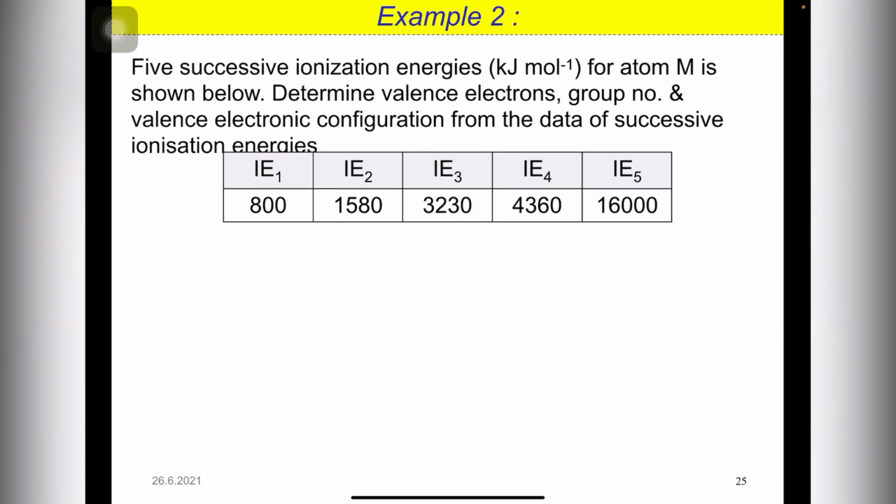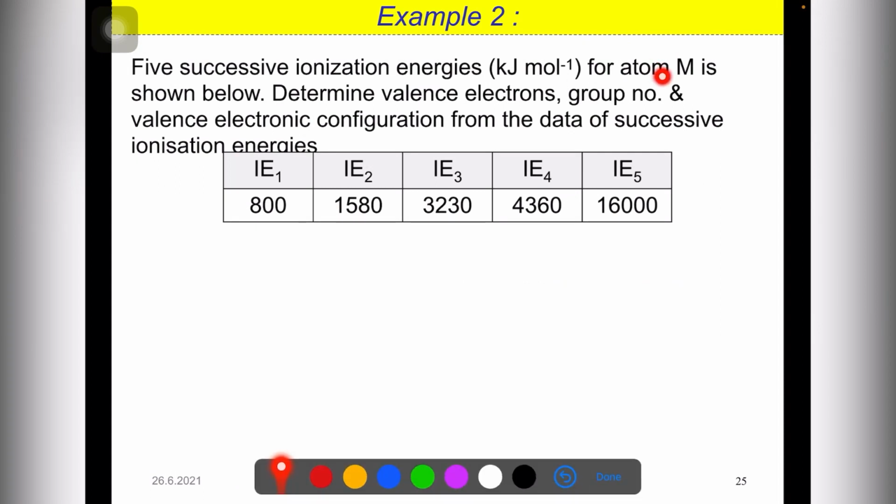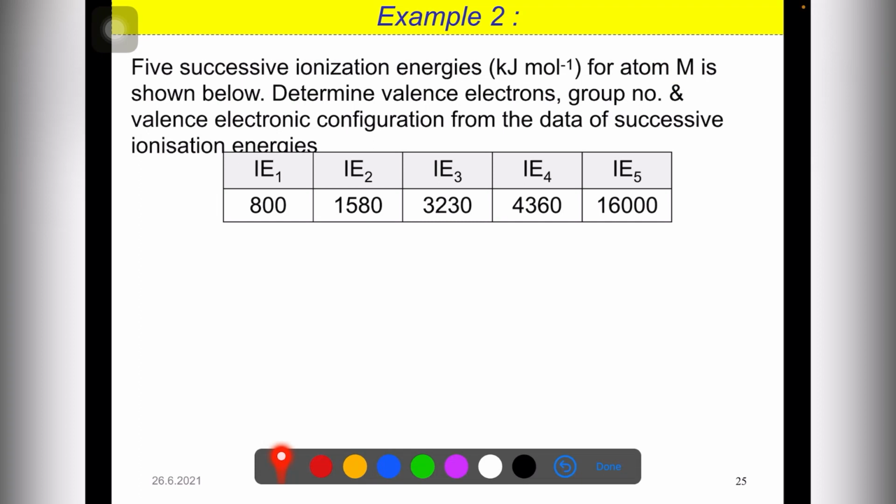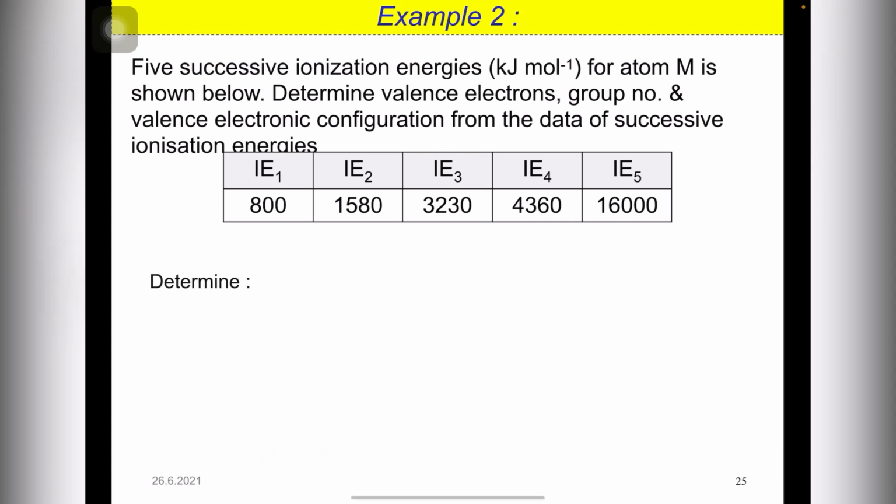Okay, let's see another example. From this table, for the atom M, the sudden increase occurs between IE4 and IE5. So IE5 is the energy, the sudden increase occurs between IE4 and IE5. This energy is for the inner electron in the inner shell.